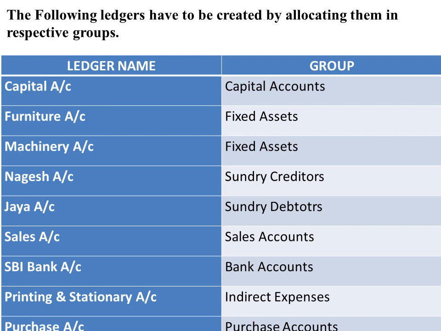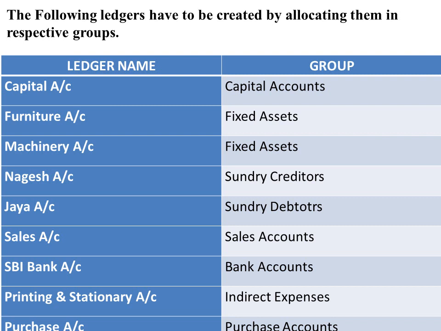In this, Jaya account debit to sales account. Jaya account is under the group of sundry debtor, and sales account under the group of sales account. The next transaction is that deposited rupees 20,000 into bank. Here SBI bank account debit to cash account.